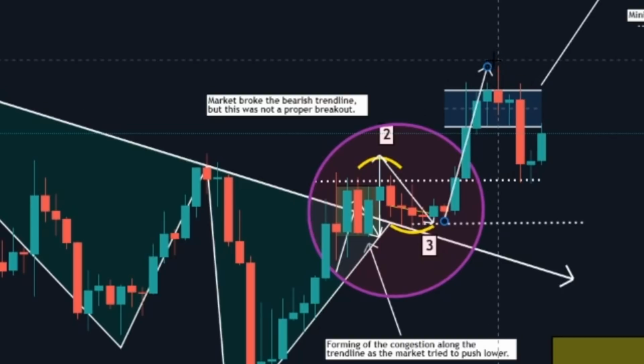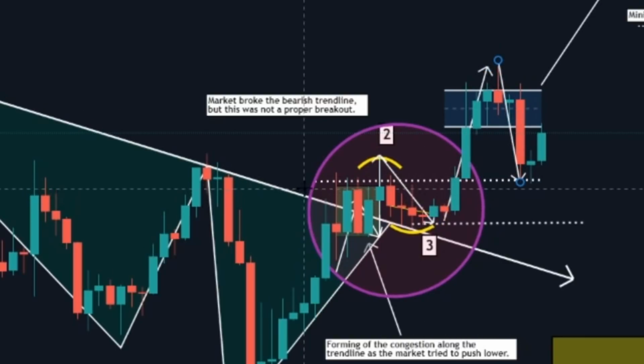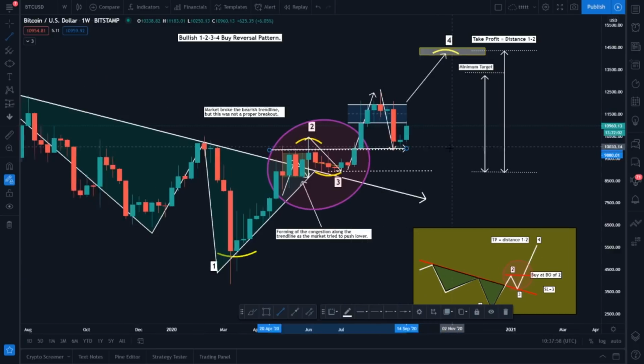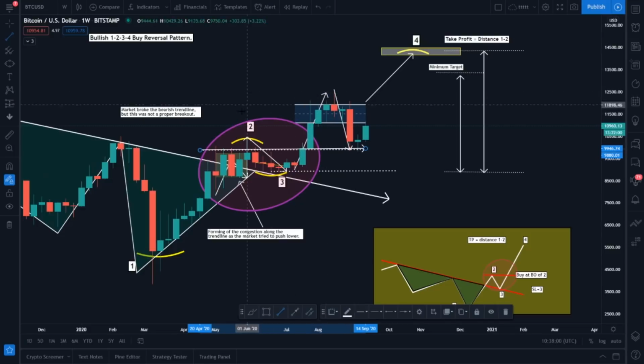But now you can see we got a pullback, right? And where did it come? It came exactly to test the previous resistance level from when we had this fake out. So you can see this line here acted as a support, and you can see what is right now unfolding for Bitcoin in a weekly time frame.